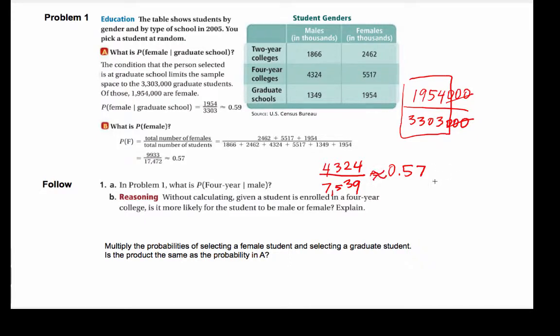So that's our probability. In part B, without calculating, given a student is enrolled in a 4-year college, is it more likely for the student to be male or female? Explain. So without doing any calculations at all, which one's more likely? A student chosen at random in a 4-year college to be a male or a female. Well, in 4-year college, we have 4,324 males. We have 5,514 females. There are more females than males, so it's more likely that it will be a female. There are more females enrolled.